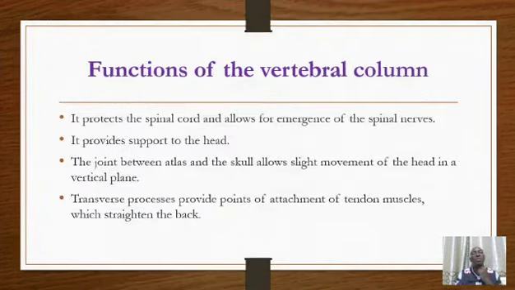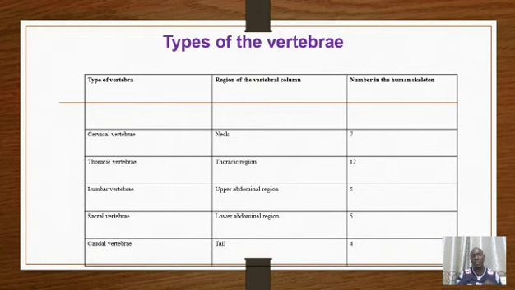At that point there is a joint which allows slight movement of the head in a vertical plane, like that. The head cannot go behind totally, but there is some slight movement. Then these vertebrae, we're going to see the parts of the vertebrae, and they have parts which we call the transverse processes. They provide points of attachment for muscles and tendons that straighten the back. Remember, the skeleton is a framework of bones, but it even has muscles attached in order to bring about locomotion.